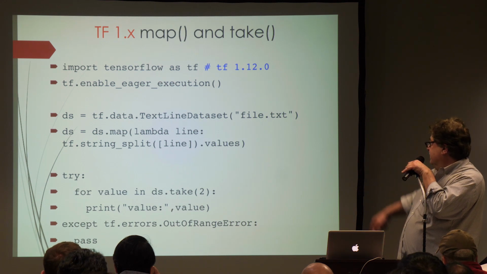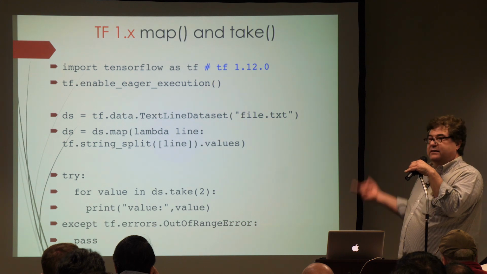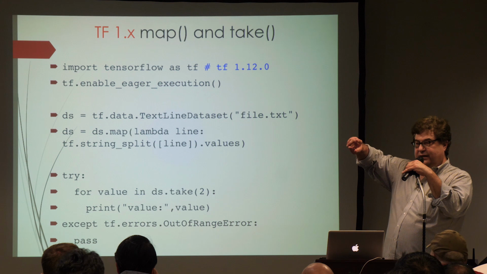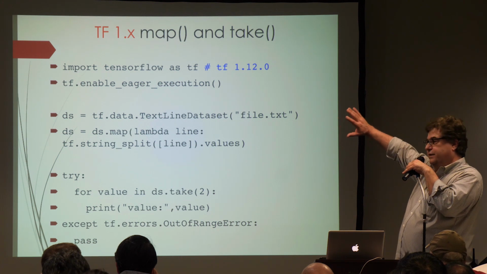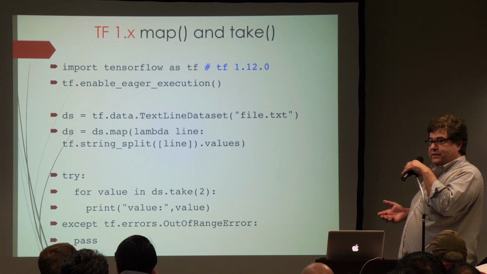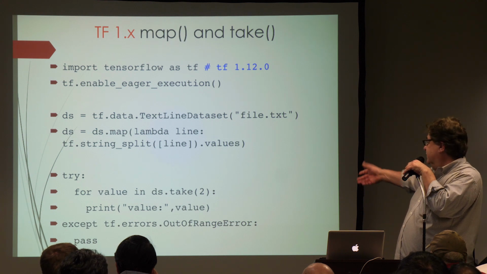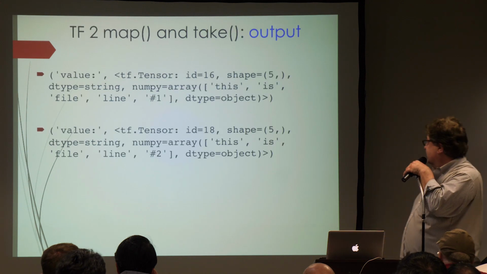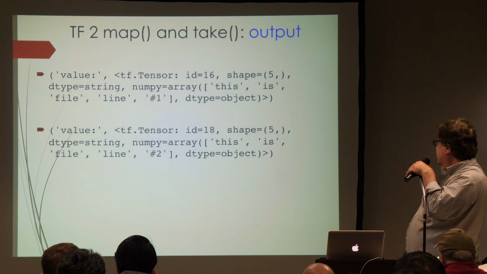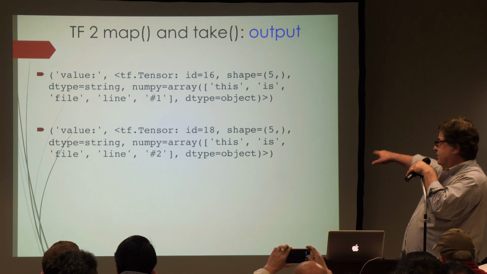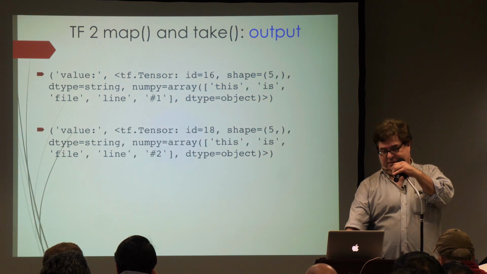And now what do we have at the bottom? We don't actually need the try except because it only takes 2 things, and there's 5 elements in the text file. So it's not going to throw any errors. But if you needed to, you could do something like that. So what do we get? We get this. And you can see all the metadata that's there, and you see this is file line 1 and file line 2, so it does work.